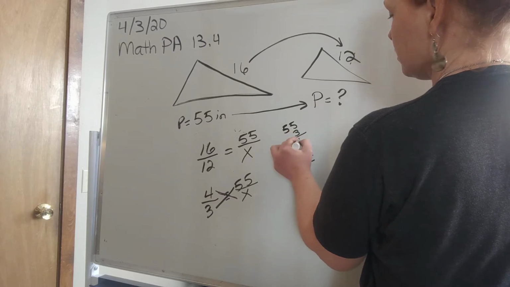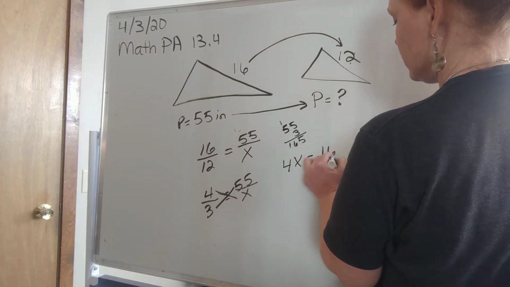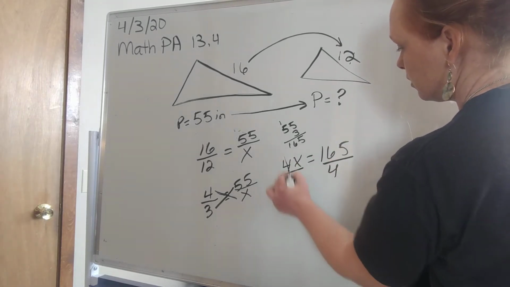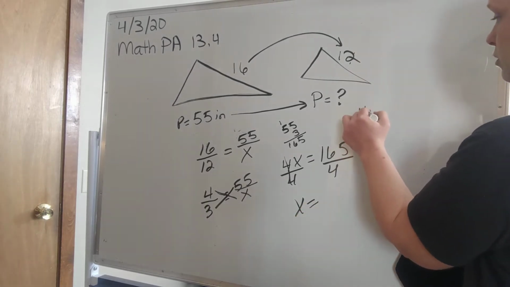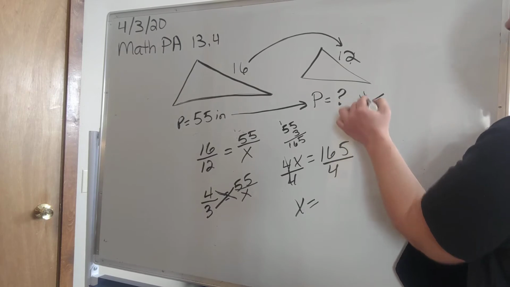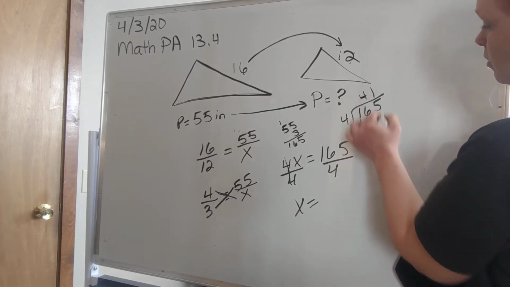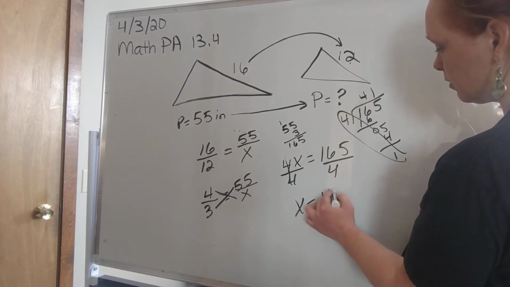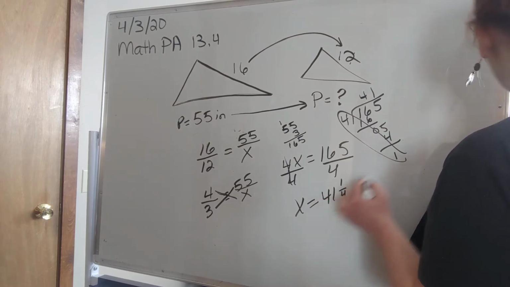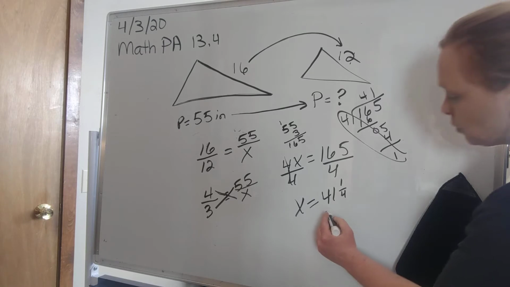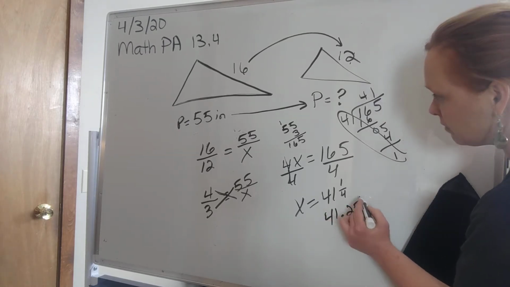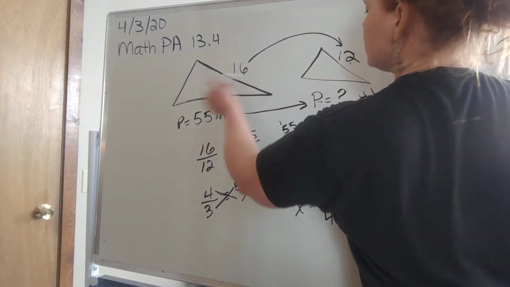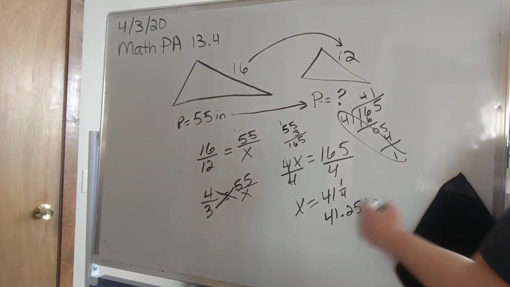55 times 3 is 165. I'm going to divide both sides by 4. So x equals, I'm going to come up here and do my work, 165 divided by 4. Of course, you have a calculator. So there's 41 and 1/4 remaining. Okay, if you put it in your calculator, you get 41.25, and then we see that it was in inches. Okay, so that's the perimeter. So the perimeter of this one is 55, and the perimeter of this one is 41.25.